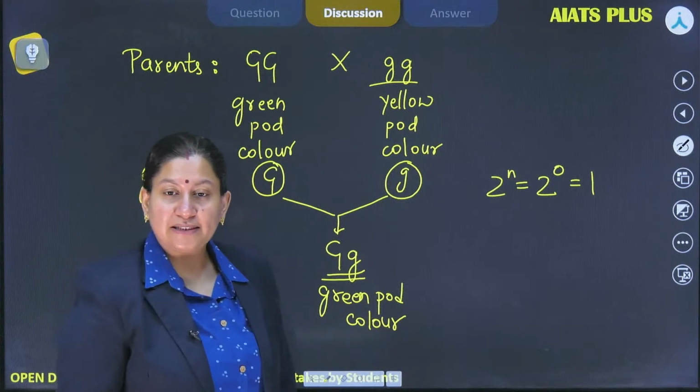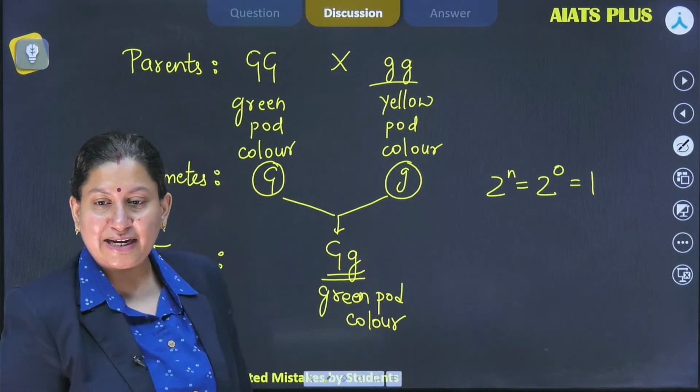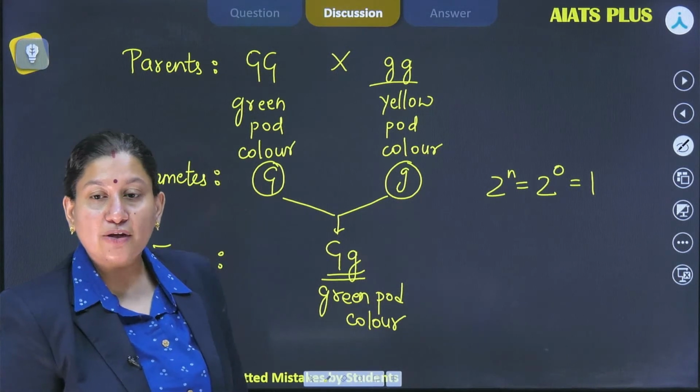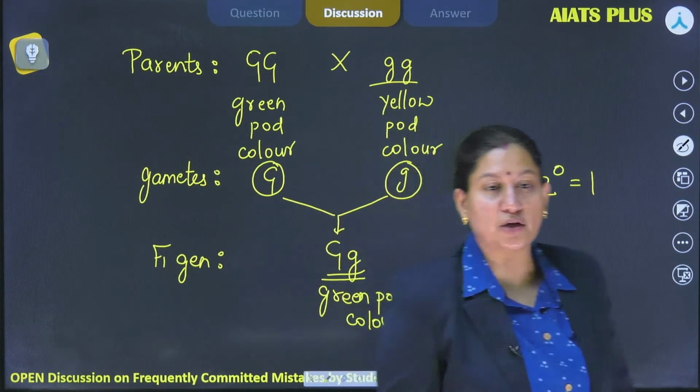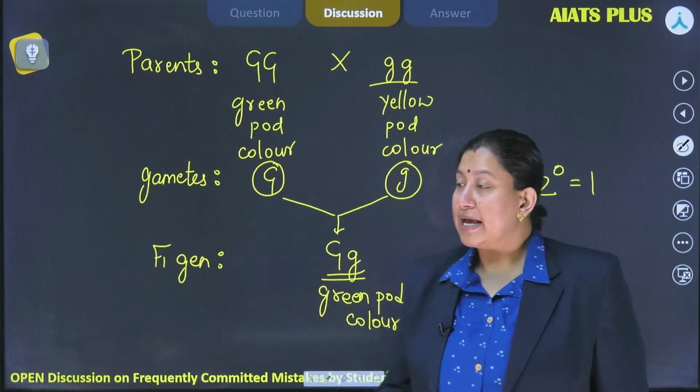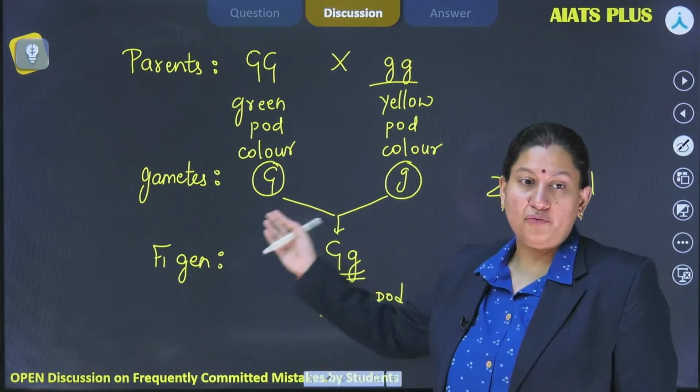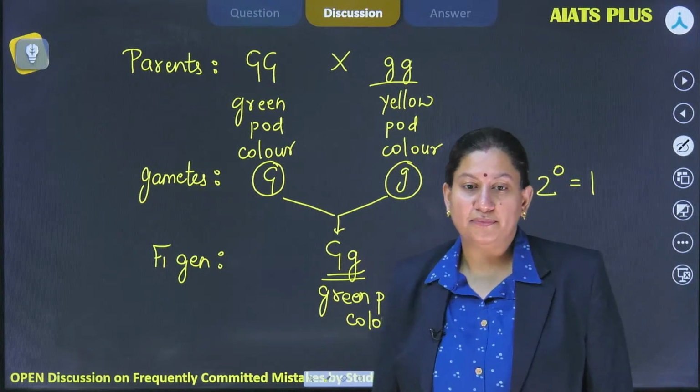If two parents are different, and at three loci they are hetero, then how will we find the zygotes? Just multiply the number of gametes with each other, right? That's how you will get the number of zygotes. Like in this particular case, 1 into 1, it will be simply 1, right?